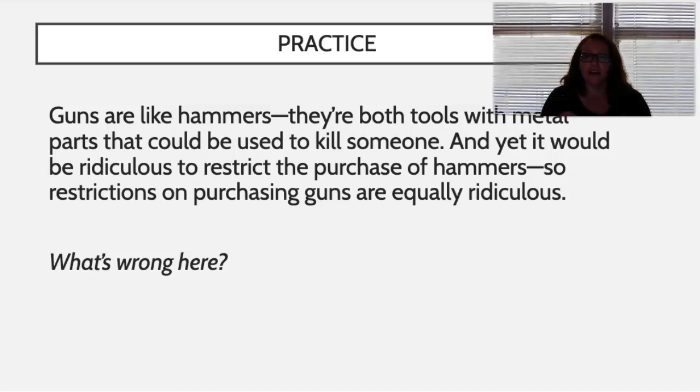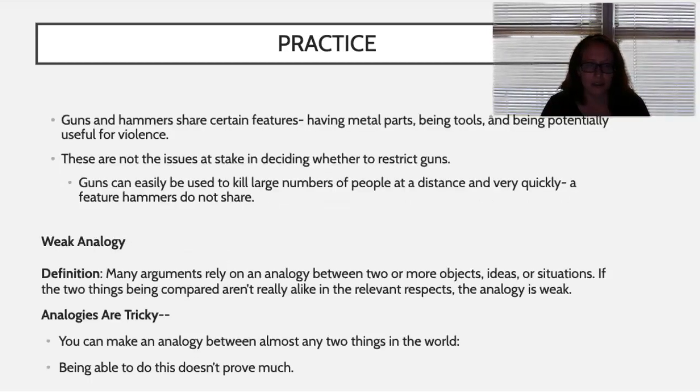Okay, but when you hear this, it makes sense at first. We actually see arguments like this all the time, and it makes sense at first because you're comparing two things and you're like, okay, yeah, right. But there's a problem with making this kind of comparison. Guns and hammers do share certain features. They have metal parts, they can be tools, they could potentially be used for violence.